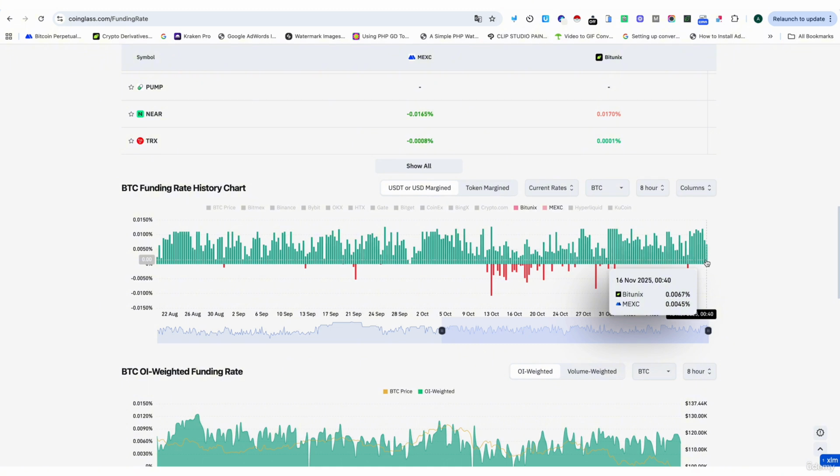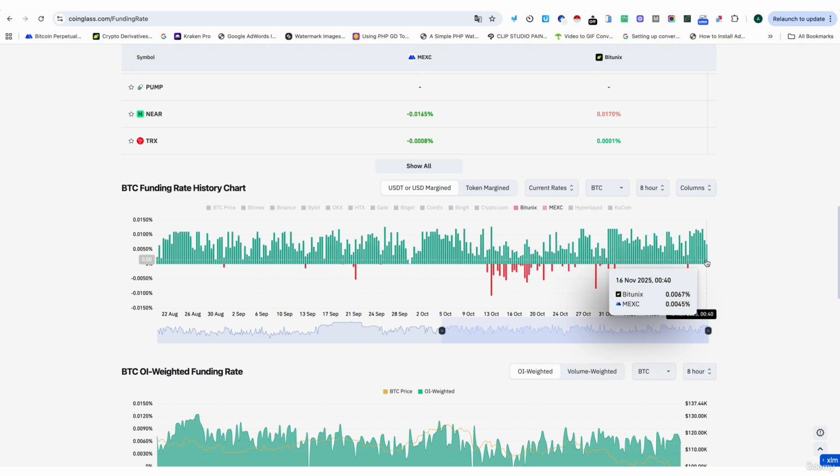At this moment, you will see that Bitunix is showing a funding rate of 0.0067%, while MEXC is showing 0.0045%. Remember, this is not the finalized funding rate. The funding rate will continue to change right up until the exact settlement time, which in this example is 8 o'clock. All the times shown on CoinGlass are based on GMT 0, so make sure you keep the time zone in mind when you're checking the charts.